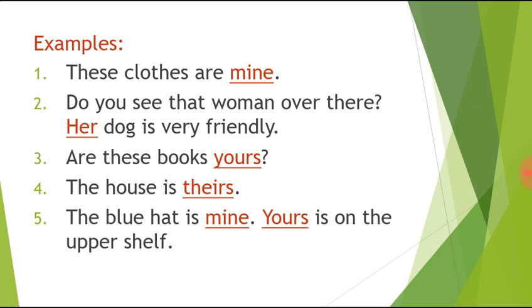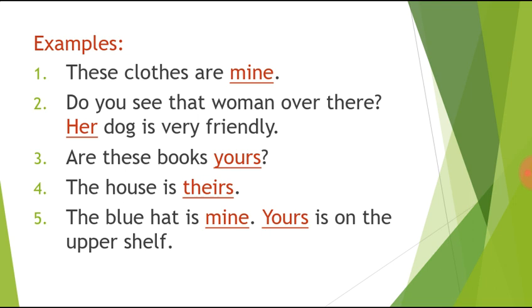Second is, do you see that woman over there? Her dog is very friendly. So here her is used for that woman, because here her describes the woman, that is female. Now third sentence is, are these books yours? So here yours shows the books that belong to you.